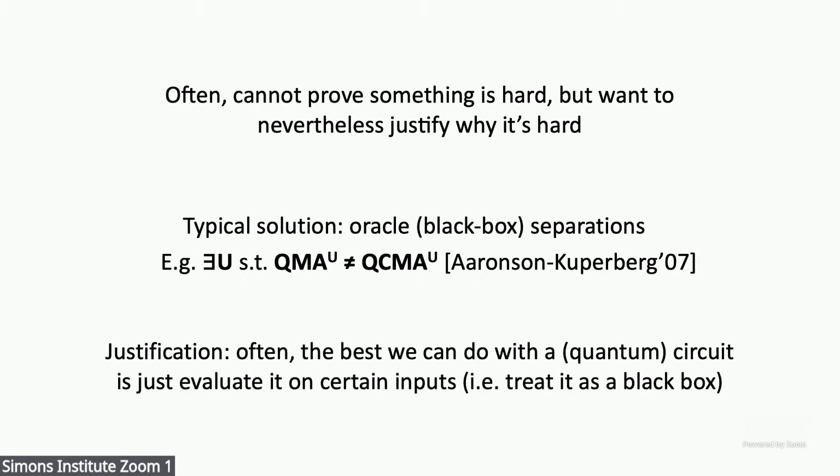Okay, and this is some heuristic evidence that maybe these complexity classes are in fact different. And it helps us understand why some things might be hard. And the intuitive justification is that oftentimes the best we can do with a quantum circuit is just evaluate it on certain inputs. And what these black box separations are doing is really enforcing that. They're saying, okay, often all we can do is evaluate it, so we're just going to say that is all you can do. You can't do anything but evaluate it and then see what happens when we do that.